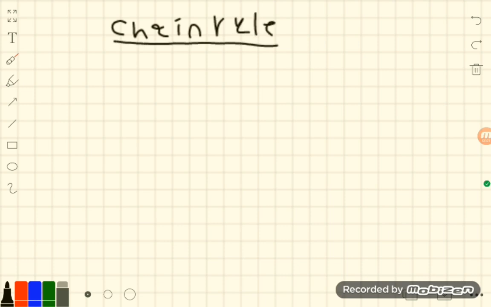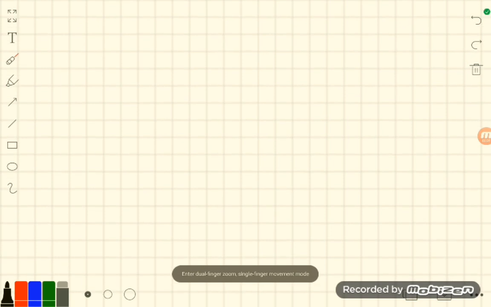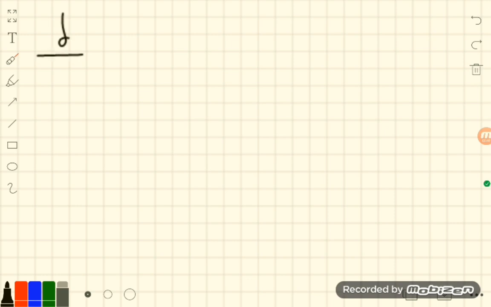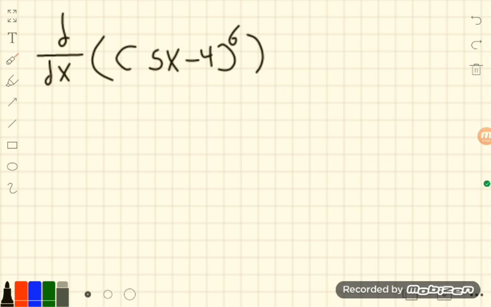Now you see, the chain rule is very important because sometimes it can trick you, and you will most likely get tricked by how the chain rule is used in many ways in differential calculus. For example, if I ask you to get me the derivative with respect to x, or d/dx, of, let's say, (5x minus 4) to the 6th power. Pause this video and see what you can do.